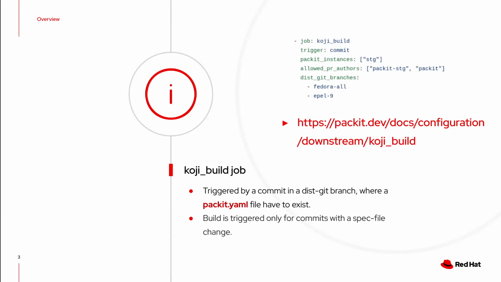A Koji build is triggered by a commit in a dist branch, where a Packit configuration file exists with an entry for the Koji build job. Not all commits start a Koji build. Only those with a spec file change.